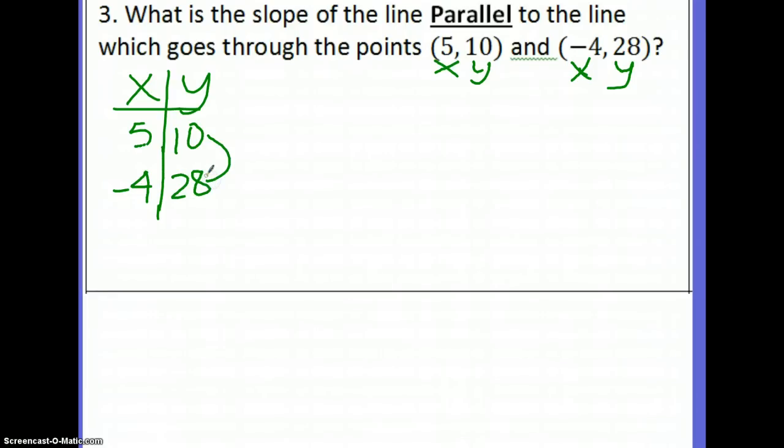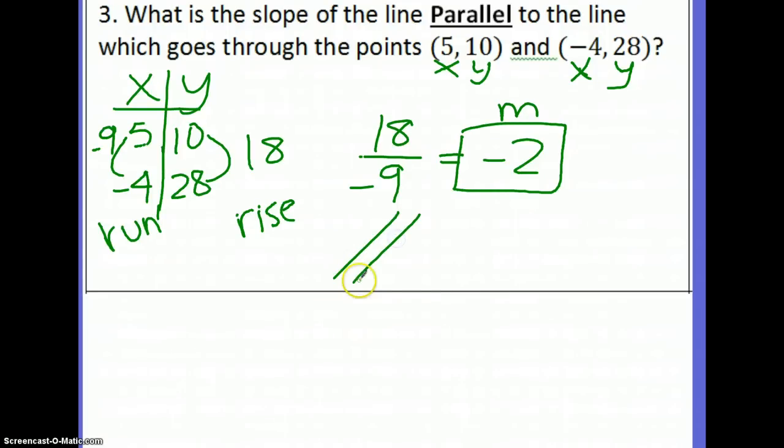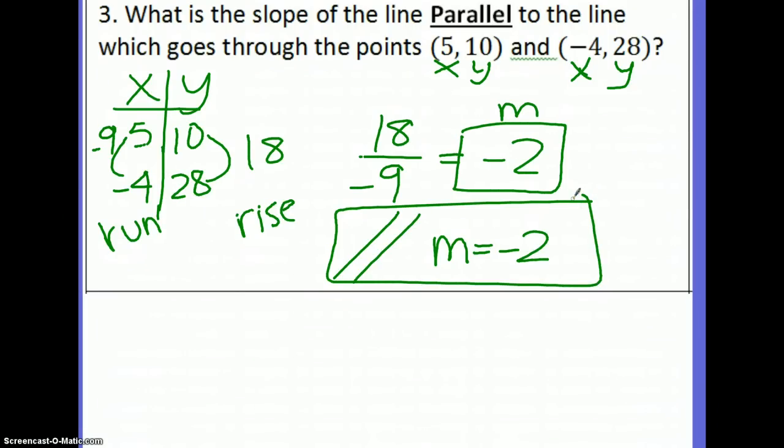So we're going to find bottom minus top. 28 minus 10 is 18. Negative 4 take away 5 is negative 9. And we do rise over run. Remember, the y number is rise, so it's 18 over negative 9. Divide them out, we get negative 2 as the slope going through those 2 points. So if we want a line parallel to that line, then we would use the same slope. Parallel is same slope. So parallel slope would be negative 2 still.